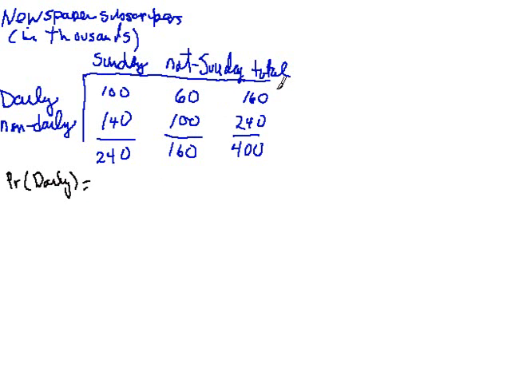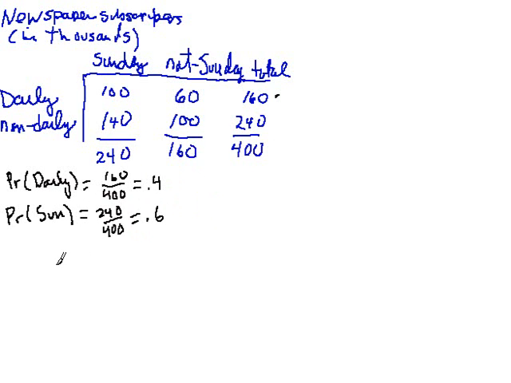That's pretty easy to look at. You look at 160 over the 400. Both numbers are in thousands, and that's easily seen to be 40%. Let's look at the probability, or the percent, of households that take the Sunday paper. Well, that's going to be 240 out of the 400,000 households. So we can write that and calculate that to be 60%.